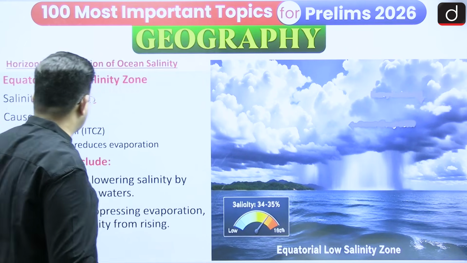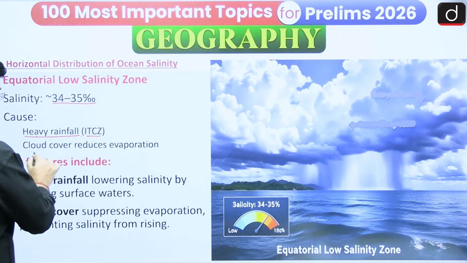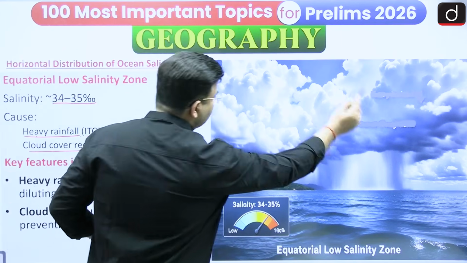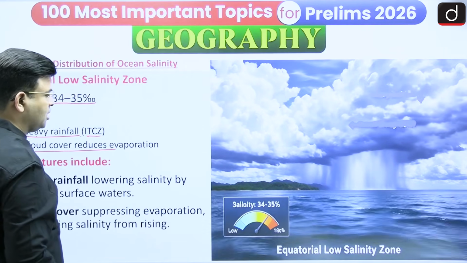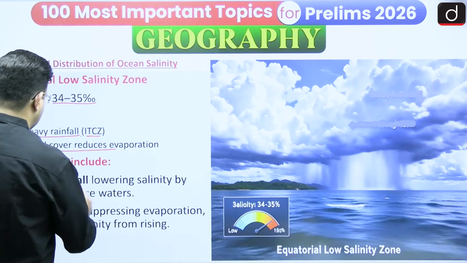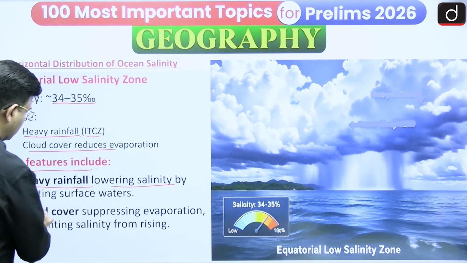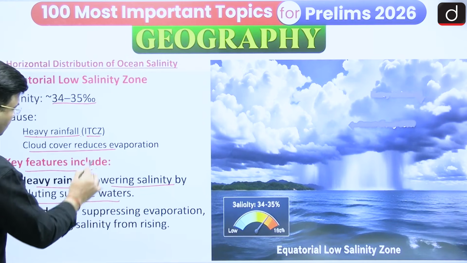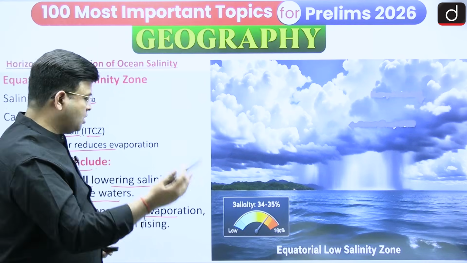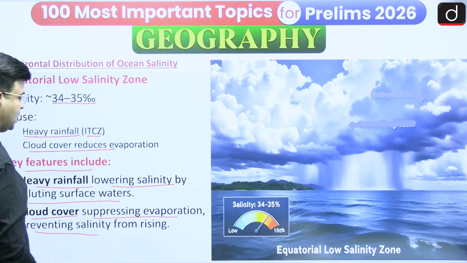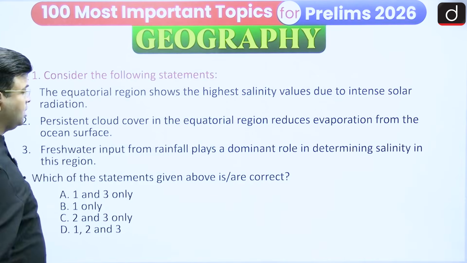Why is it less? Because of heavy rainfall every day, along the ITCZ also, and the heavy rainfall and cloud cover reduce evaporation. If there is cloud coverage, the evaporation will reduce. So in this region it is 34 to 35 parts per thousand. Key features include heavy rainfall lowering the salinity by diluting surface water, and cloud cover suppressing evaporation. If the cloud is there, the evaporation is suppressed, preventing salinity from rising. So this is what we have seen about the equatorial low salinity zone.